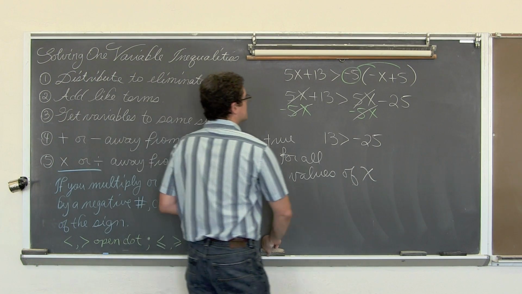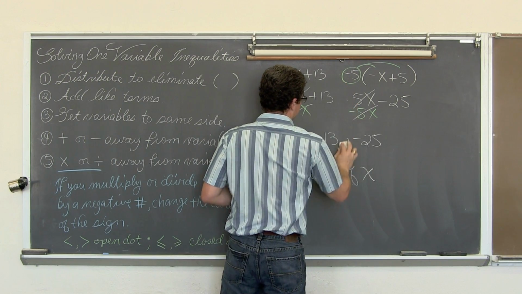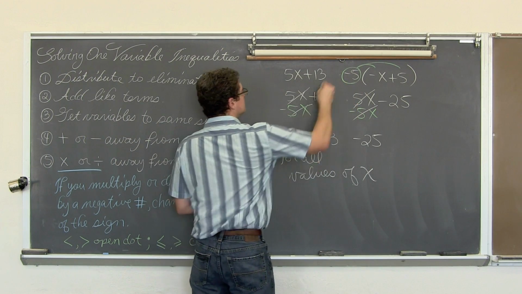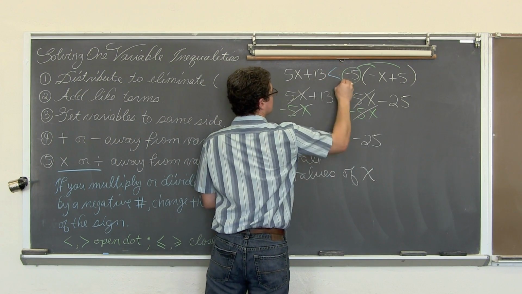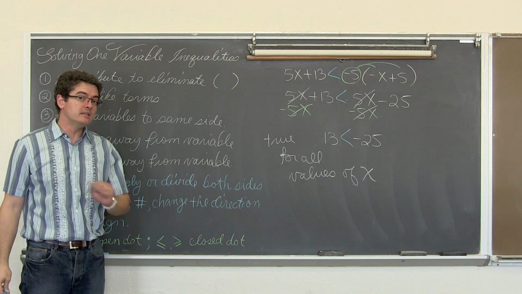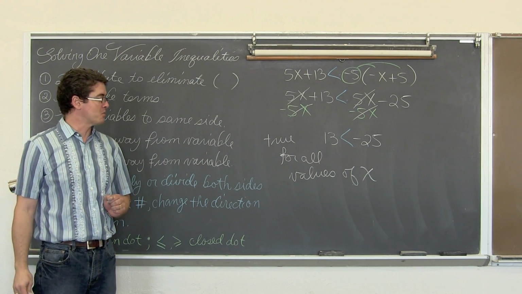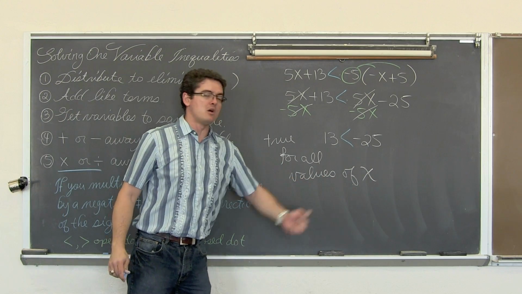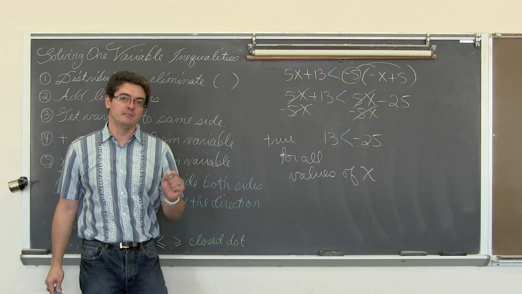If that happened to have been a less than symbol, where you have 13 is never less than negative 25, then instead of being many or all solutions, it would be none. Okay?